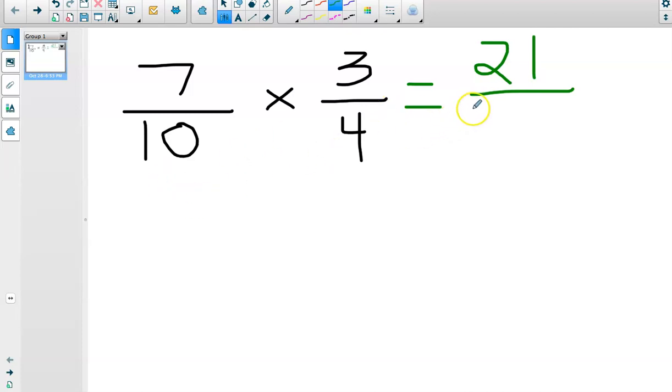And then 10 times 4 is 40. And that one is as low as she goes, so we're going to leave it as is. Let's try another one. Let's go with an improper this time.